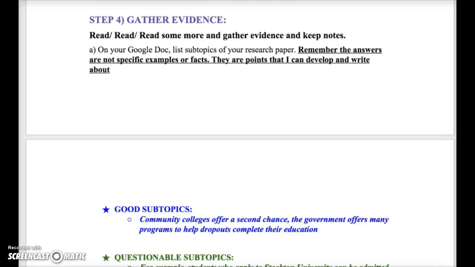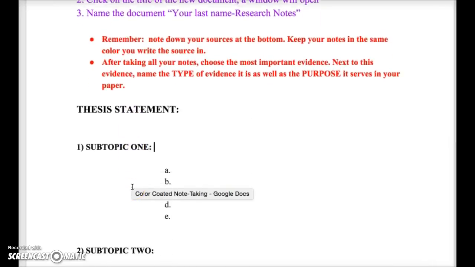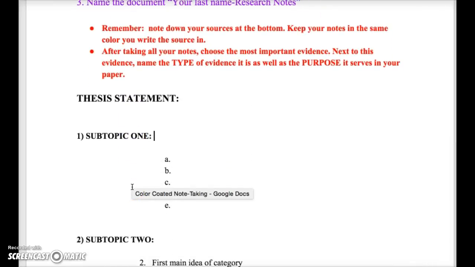Once I have the layout and the structure of my paper sort of in my mind, I want to start gathering evidence, and this is the most important step. And I've provided you guys a template for gathering your evidence and taking notes, and here it is. So this will really, really help you. You're going to turn this in to me at the end, and I just really want to encourage you to fill this out before you even start writing, because this will make the process of writing so much easier.